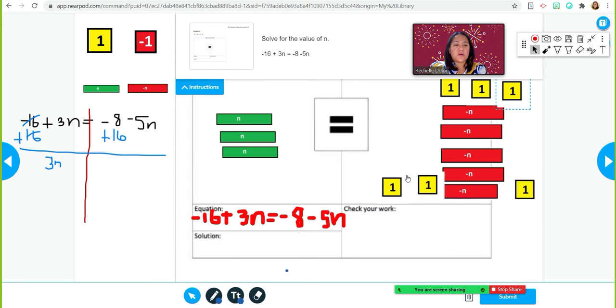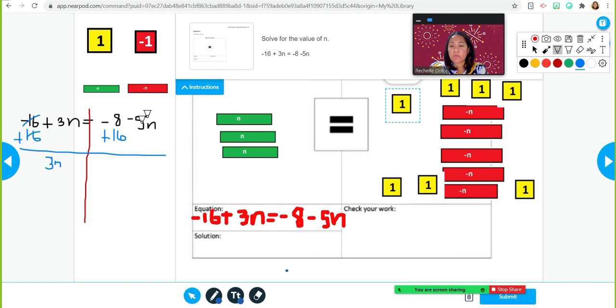Okay, so it should have 1 here. How many? Negative 8 plus 16 is equivalent to positive 8, right? So 8, and what's now here is negative 5n. Okay, so what we need to do is we have 8 here.